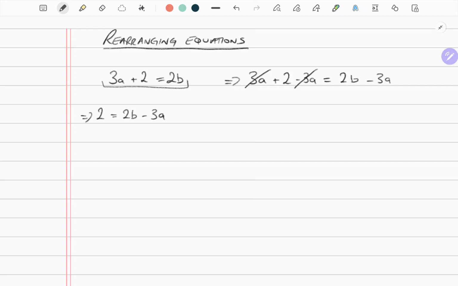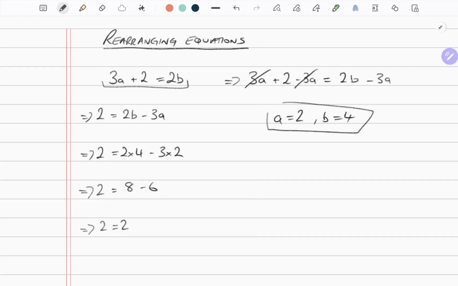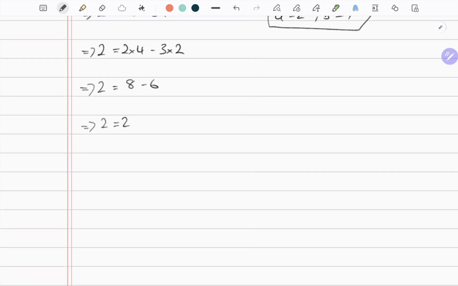Now, just looking back at the previous video that we looked at satisfying equations, let's say, for example, we're given some values, and I'm making this a little bit easy for us, but just to demonstrate a point. So let's say we're given the values a equals 2 and b equals 4. Well, let's plug those in. So 2 is equal to 2 times 4 minus 3 times 2, which is 2 equals 8 minus 6. Therefore, 2 is equal to 2. And we're happy that these values here satisfy this equation. And we've also learned how to rearrange it.